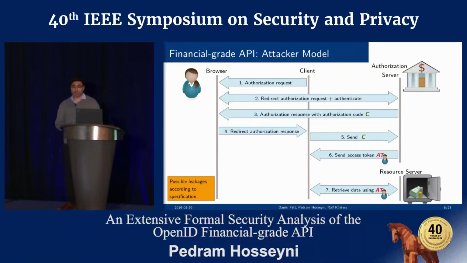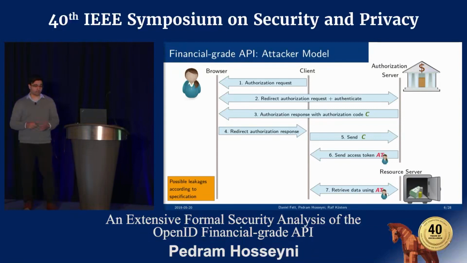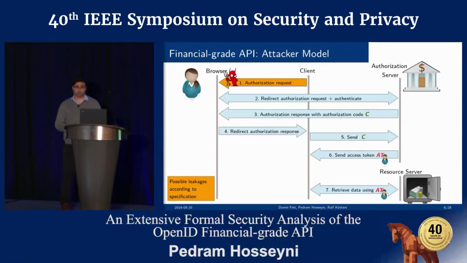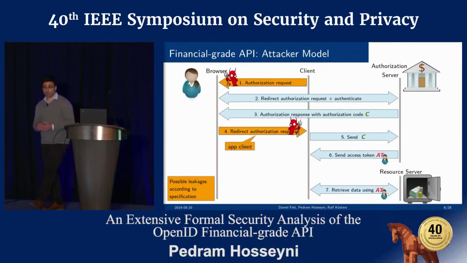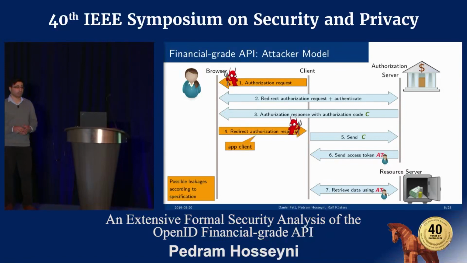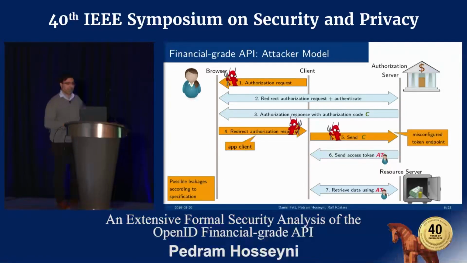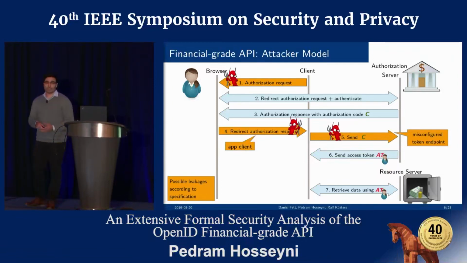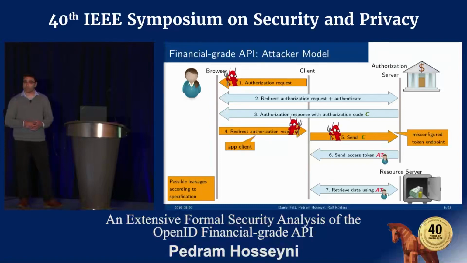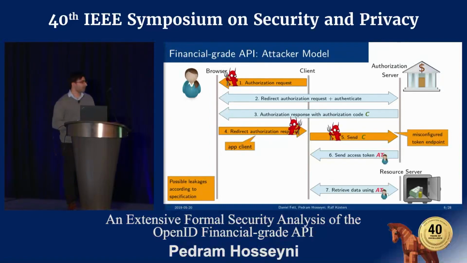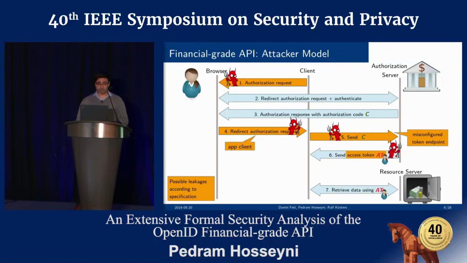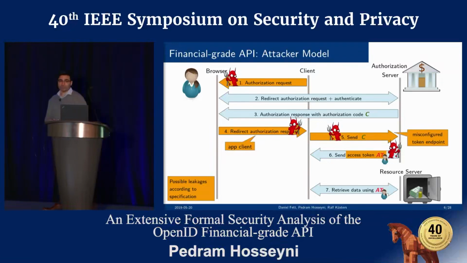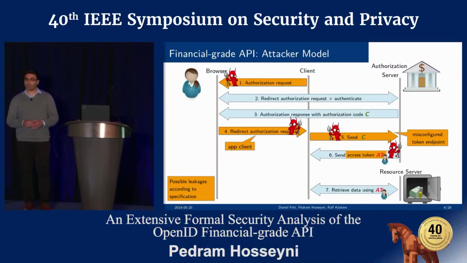According to the specification of the financial grade API, it is assumed that the attacker can read the authorization request. Then it is assumed that also the authorization response leaks to the attacker. Then that the attacker can misconfigure some endpoints at the client, which means that the request in step 5 is also sent to the attacker and therefore leaks. And finally, it is assumed that the attacker can steal access tokens. So this is a very strong attacker model, but also needed because, as I said, the financial grade API is designed for high-risk environments.